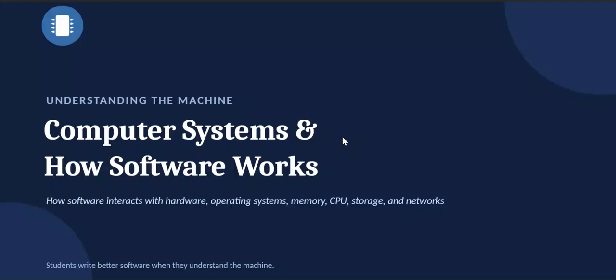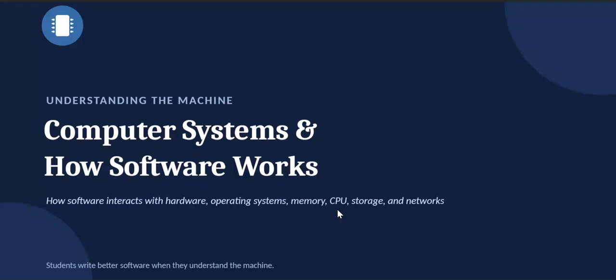So for this section, we are going to be understanding the machine, the computer system, and how software works. How software interacts with hardware, operating systems, memory, CPU, storage, and networks. So this will give you a broader knowledge of what happens within the hardware, the relationship, the communication between your software and your hardware.